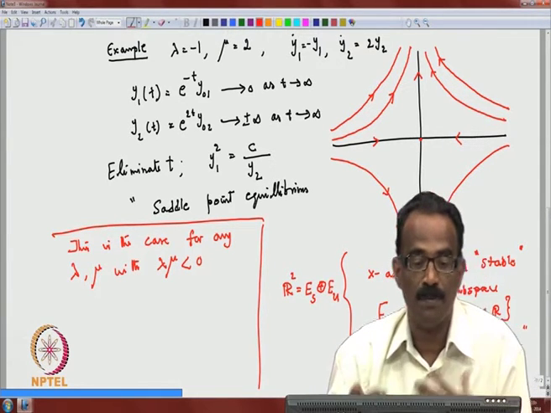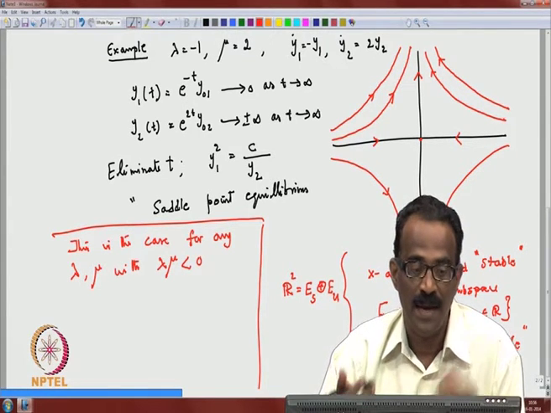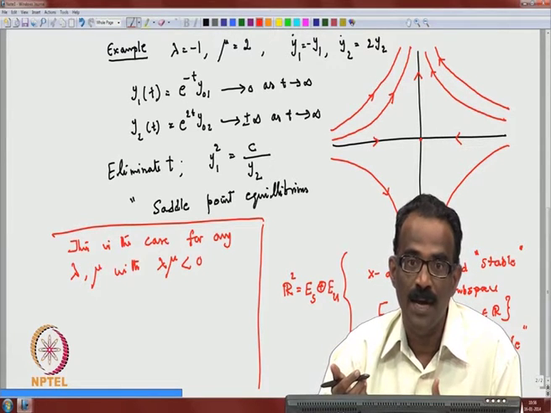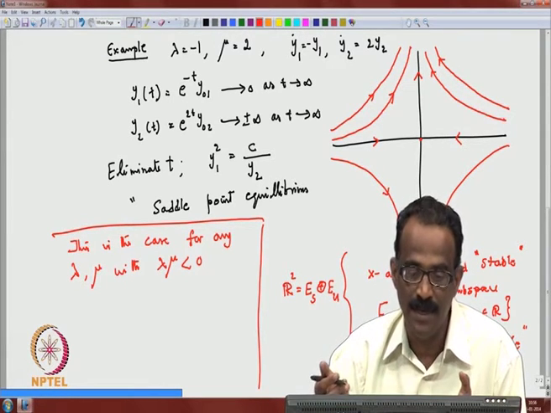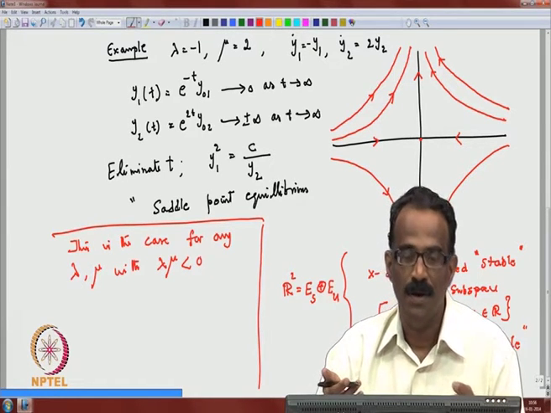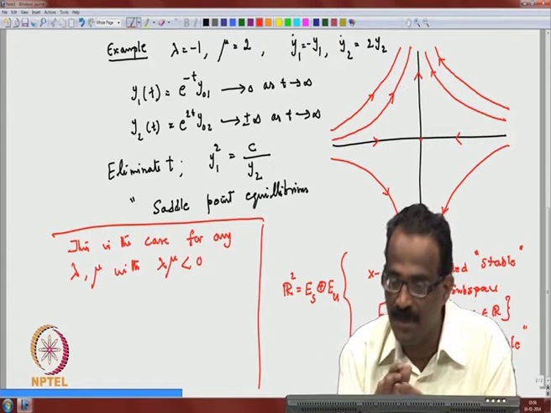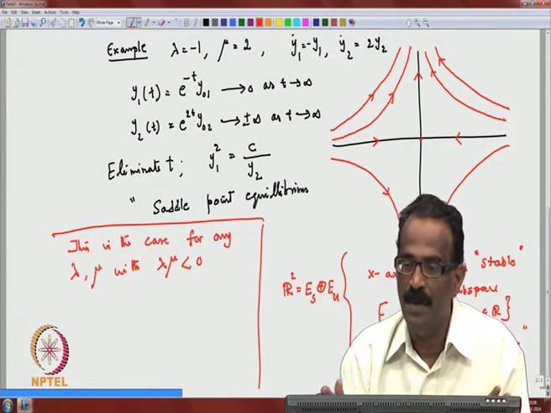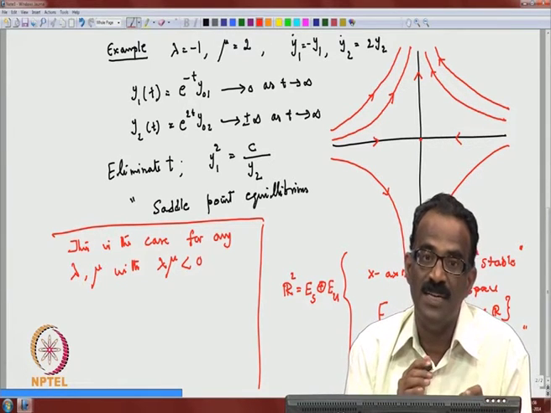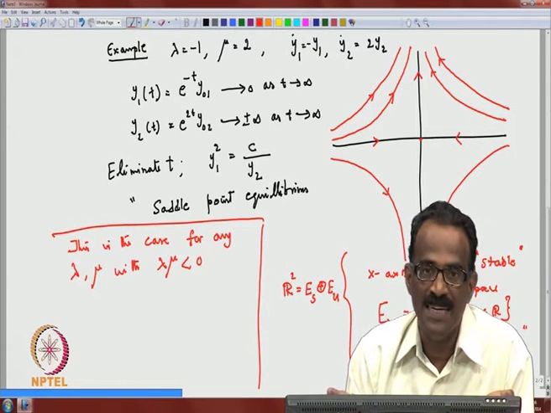Instead of y1 t equal to e power minus t y naught, you will get e power lambda t y naught 1, and y2 t will be e power mu t y naught 2. And then if you eliminate t, you will have an expression of the form y1 power alpha is equal to c by y2 power. So, the trajectories will remain the same; depending on which sign is negative and which is positive, the arrows will change.